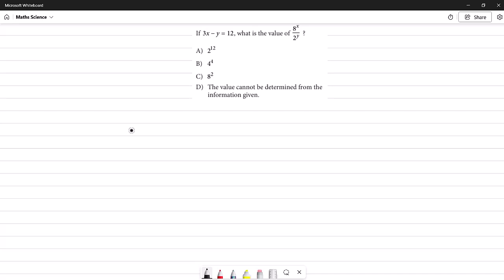Okay, in this tutorial, we're going to learn how to solve this question using exponents. So here's the question. If 3x minus y equals 12, what is the value of 8 to the power of x divided by 2 to the power of y?